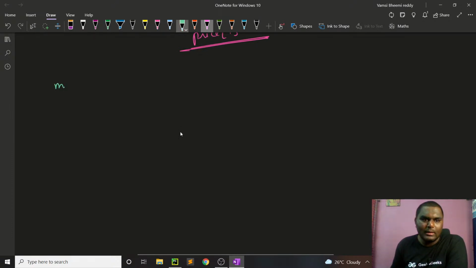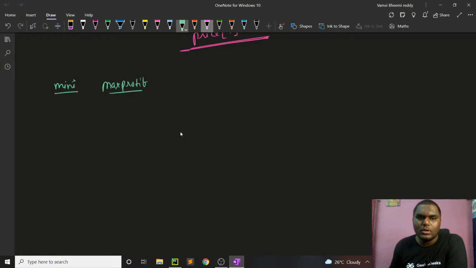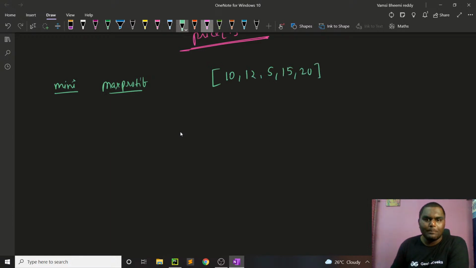So I will be keeping a mini and a max profit, and here the days are 10, 12, 5, 15 and 20. Initially I will start at 10, and I will assign my mini as 10 itself, and maximum profit initially is 0. I will start at the 0th day. If I buy at 10 and sell at 10, the maximum profit that I can make here is 0.